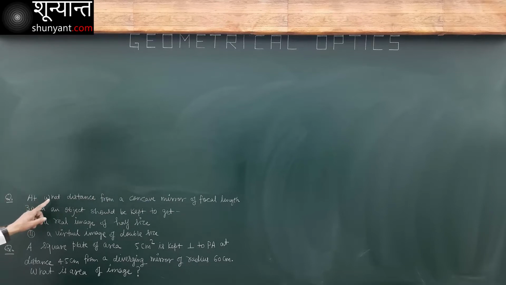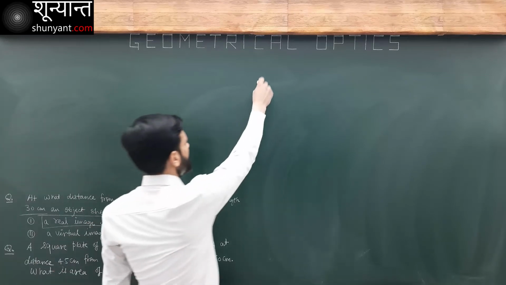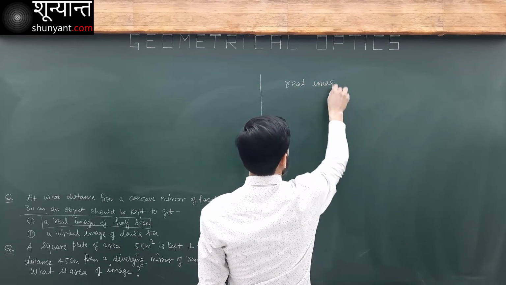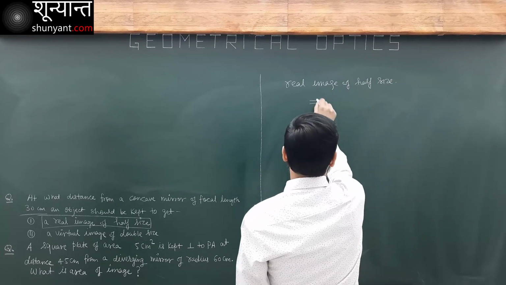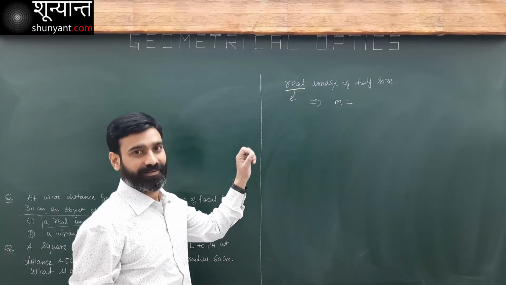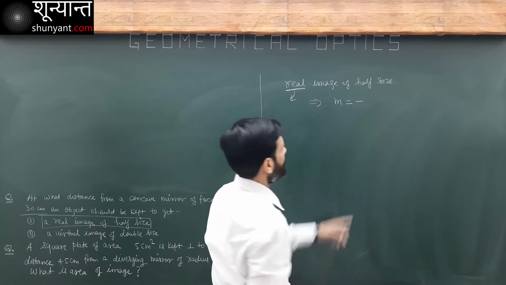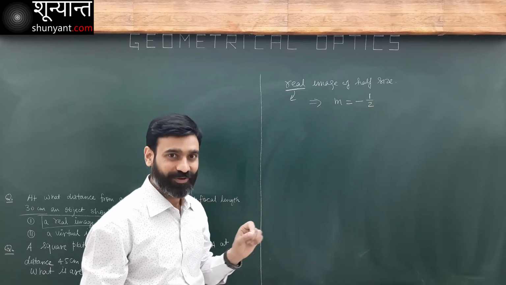Let's see. At what distance from a concave mirror of focal length 30 centimeter should an object be kept to get a real image of half size? Let's see how to solve it. Real image of half size. That means what will be the magnification? It's real, that means it is inverted. So it will be minus. Half size, half. That's how we do it.